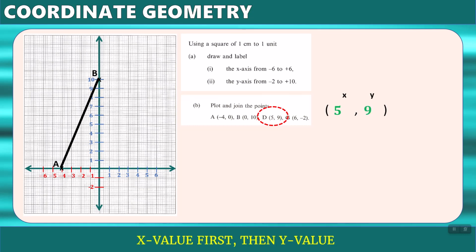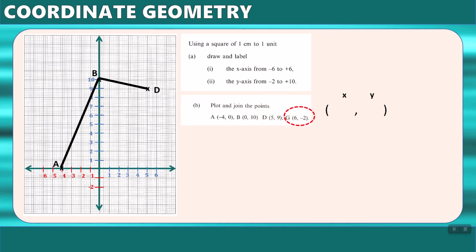And then 9, the y value, is next. So here's 5 on the x-axis. It's a +5. And we go up 9. That's a +9. And here is our third point. We place an x there, and that is point D. And now we join them again from B to D. So we can see a shape that is starting to form.